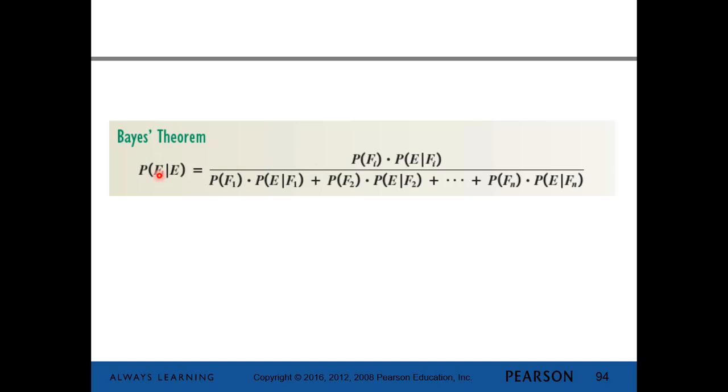If we want the probability of F sub i, given that E has occurred, we're going to have to find the probability of F sub i and E, which is given by this conditional probability. And then we're going to divide it by the total probability of E, which is given by summing up all of the individual probabilities of F and E over each piece of F.